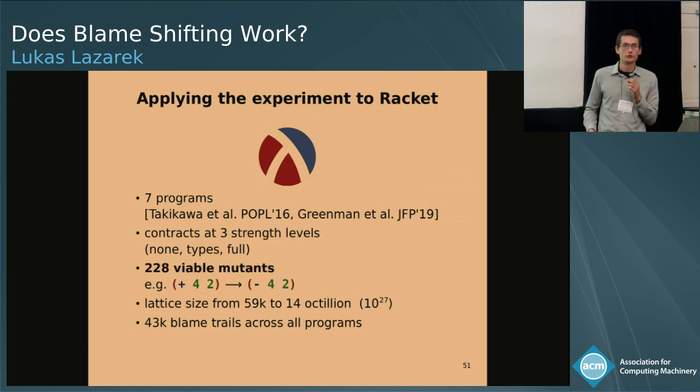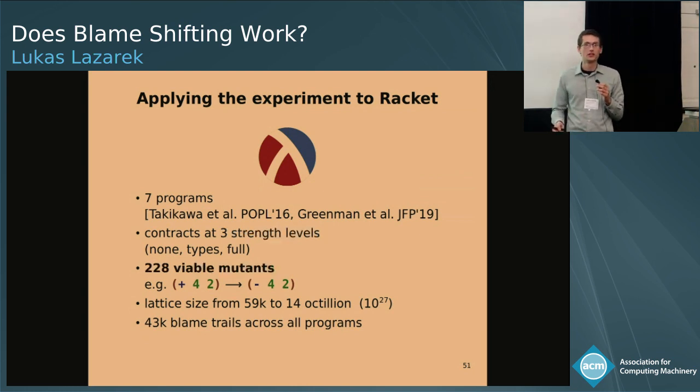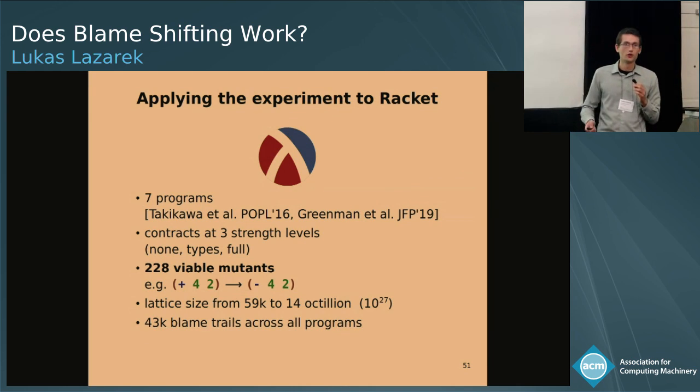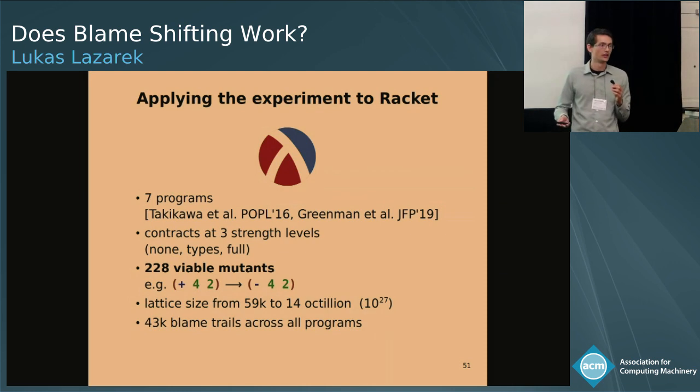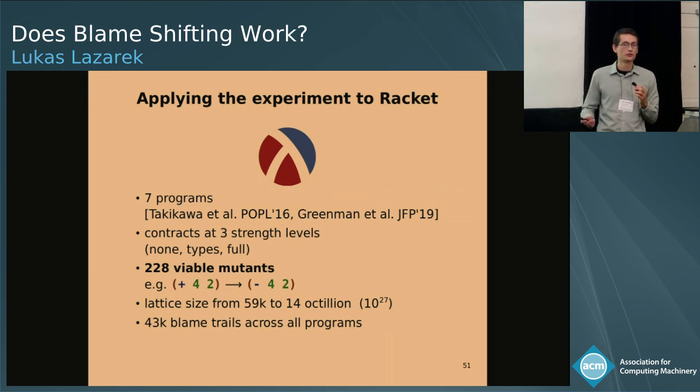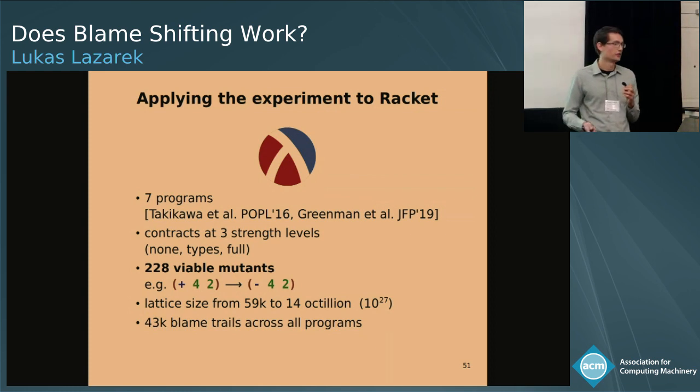Now, these programs did not originally come with single known bugs. So inspired by mutation testing, we injected synthetic faults by making small syntactic changes in the source code of these programs to produce variations on the programs called mutants. 228 of these mutants produce changes in the behavior of the program detectable by our contracts, and so we evaluated using these programs.